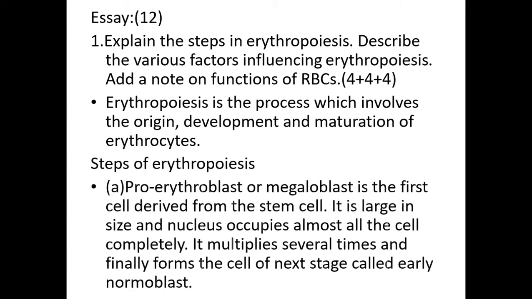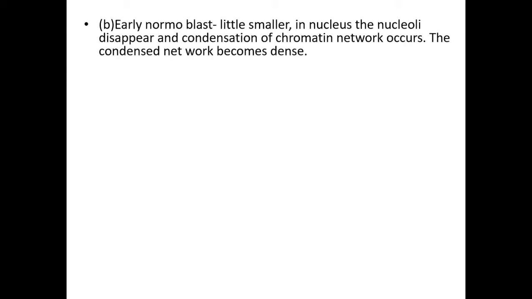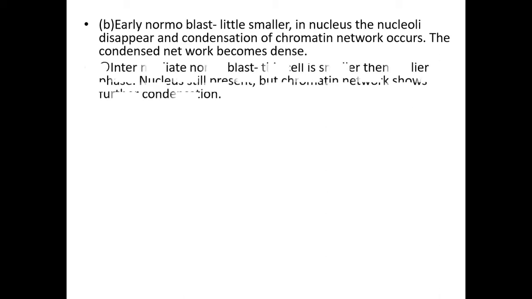The steps are: proerythroblast or megaloblast is the first cell derived from the stem cell. It is large in size, and the nucleus occupies almost all of the cell. It multiplies several times and finally forms a cell of the next stage called early normoblast. The second phase is early normoblast. It is smaller. The nucleoli disappear and condensation of the chromatin network occurs, and the condensed network becomes dense.